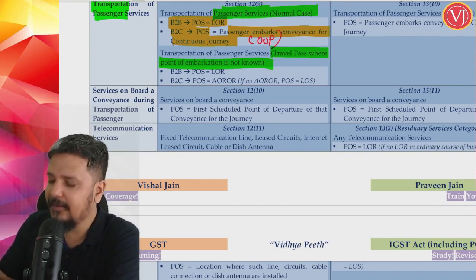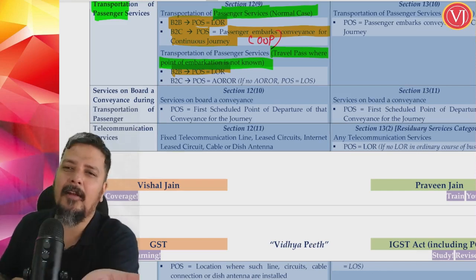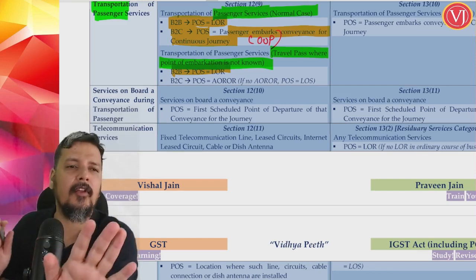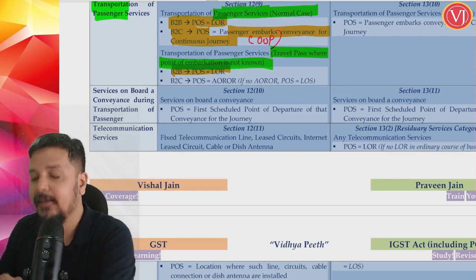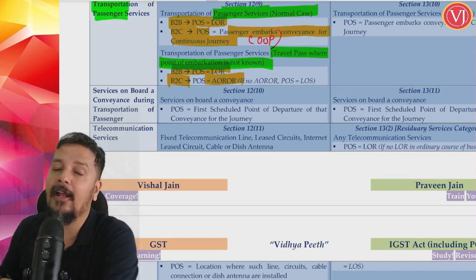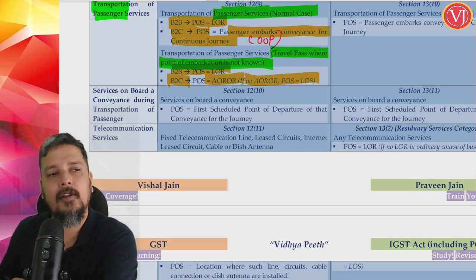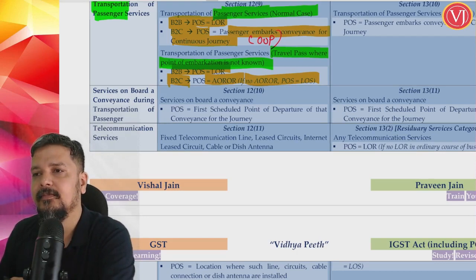So with respect to B2B, there's no issue. It will be LOR. Whether it is a normal case or special case, B2B, they want to give you the credit, it will be LOR. But with respect to B2C, it will be the address on record, the address of the recipient on records. If not available, go with the location of supplier.